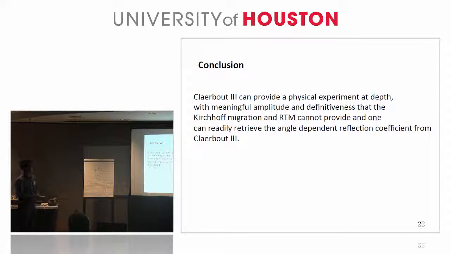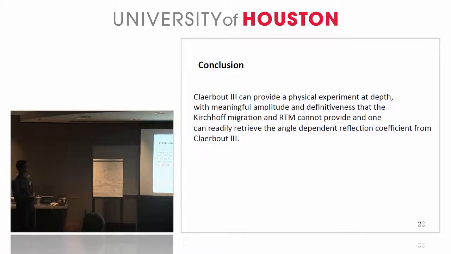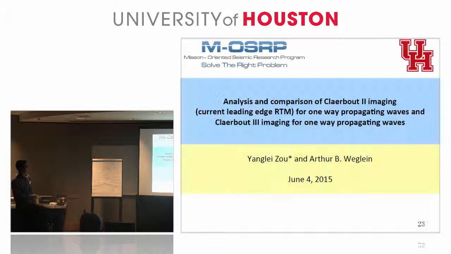And we can see from this example that Claerbout III can provide a physical experiment at depth with meaningful amplitude and definitiveness that Kirchhoff migration and RTM cannot provide. And we can retrieve the real angle-dependent reflection coefficient from Claerbout III. Thank you.